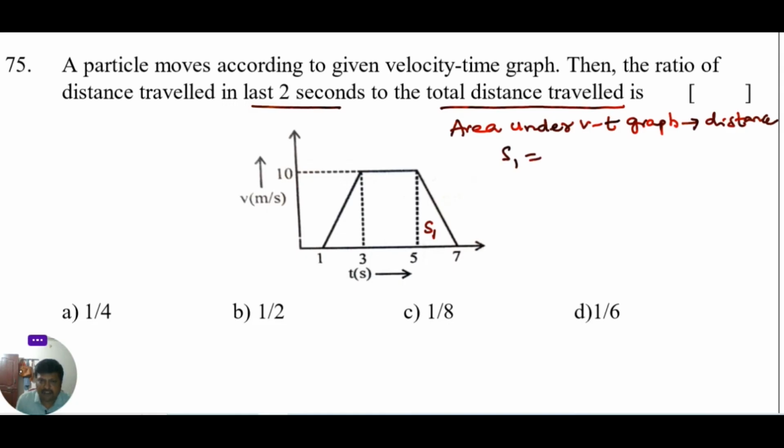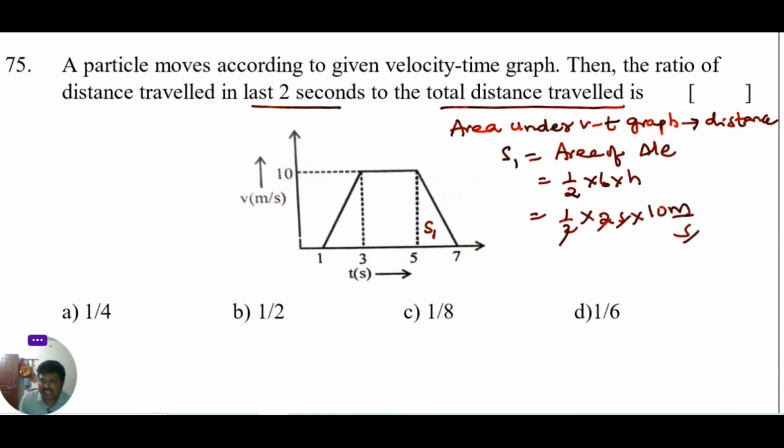This area is in the form of a triangle. So S1 is nothing but the area of the triangle. Area of triangle is half into base into height. So here half, base is 2 seconds, height is 10 meter per second. 2 gets cancelled, second gets cancelled. That is equal to 10 meter. Then calculate the total distance. Total distance includes this distance and this distance. This distance is similar to this one, so this distance is also 10 meter.